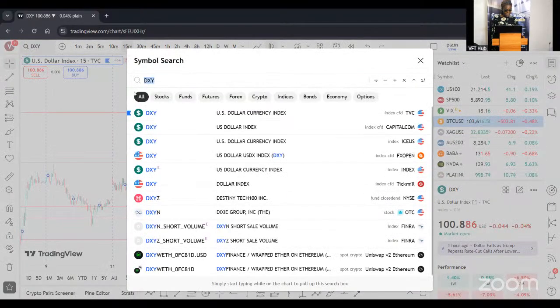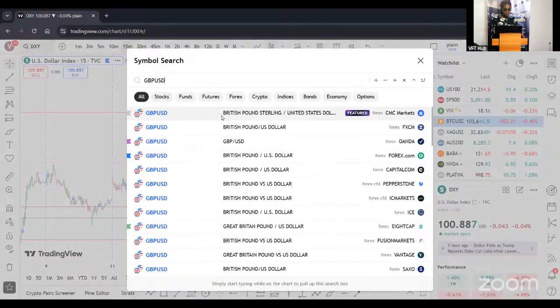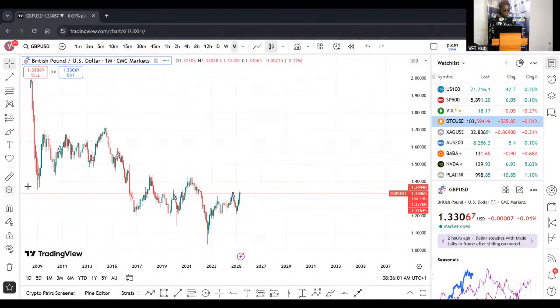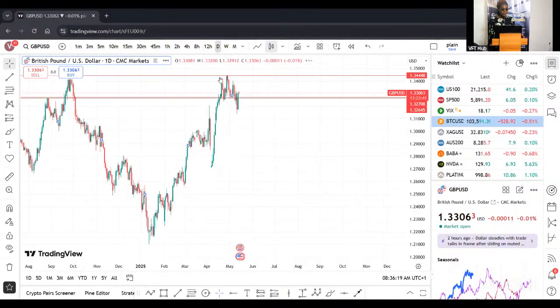Down to GBPUSD. On the monthly time frame, as seen right here, we're seeing even more push to the downside. On the weekly time frame, we've been seeing the toggle right here. Price is struggling to take out this very high right here. Price just traded into this high, and it's presently sitting right there. On the daily time frame too, pretty much the same thing.